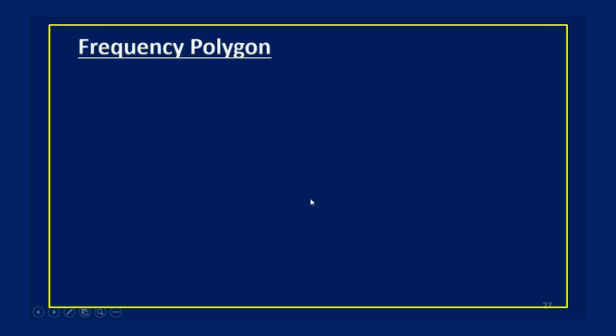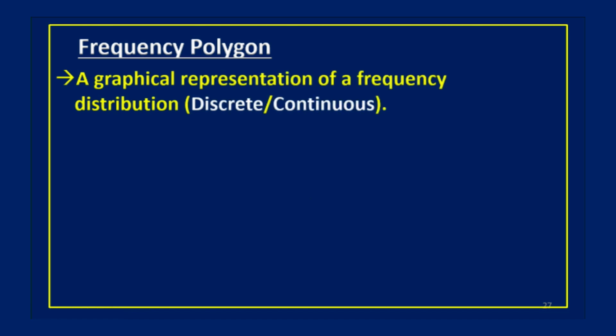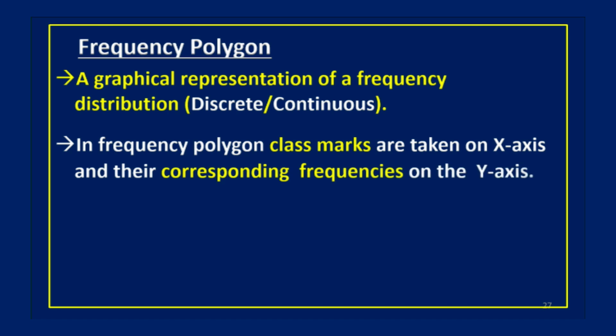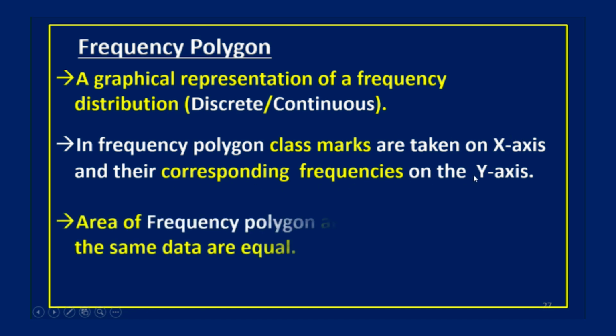Now let us understand what is a frequency polygon. A graphical representation of a frequency distribution, either discrete or continuous, meaning inclusive classes or exclusive classes. In a frequency polygon, class marks are taken on the x axis and their corresponding frequencies on the y axis. Try to understand this children. The area of a frequency polygon and a histogram drawn for the same data are equal.